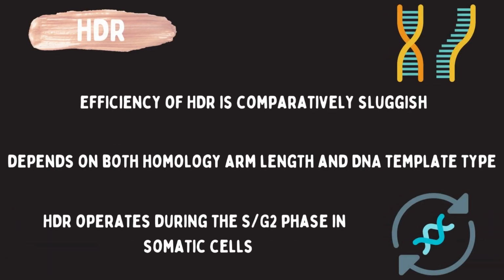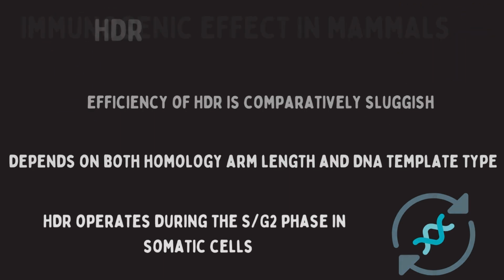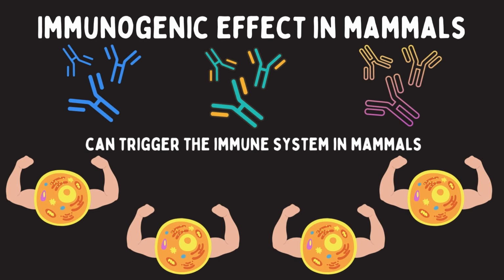While HDR is more precise and less error-prone than non-homologous end joining, this repair mechanism still possesses issues. The efficiency of HDR is comparatively sluggish, and this is the case because the mechanism depends on both homology arm length and DNA template type. In addition to this, HDR usually operates during the S/G2 phase in somatic cells, which makes it less flexible to work with. Another challenge that occurs in mammalian cells is that the system can trigger the immune system in mammals.